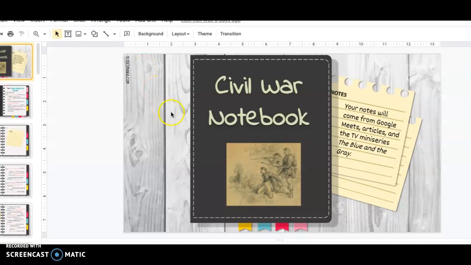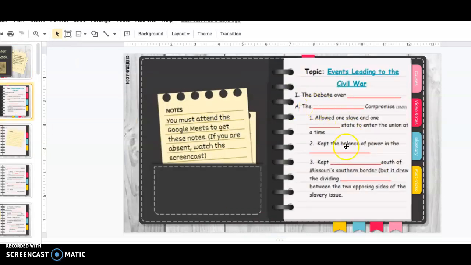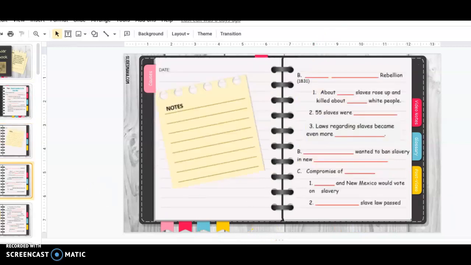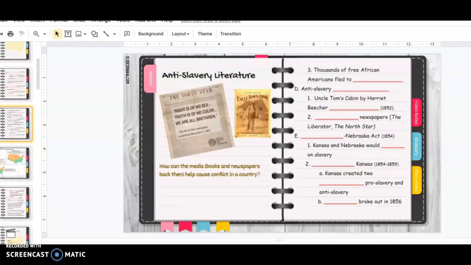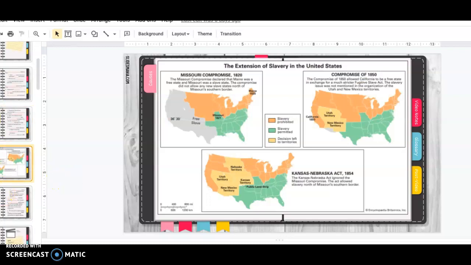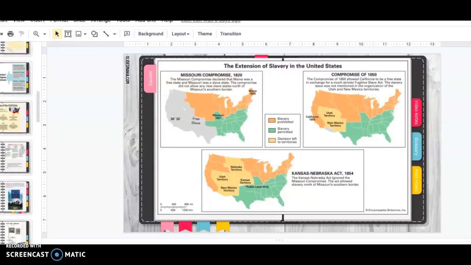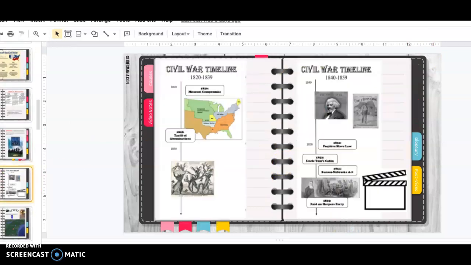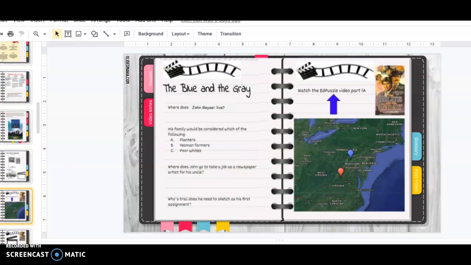So this is what our digital notebook looks like. It's made in Google Slides, okay? All these first slides are notes that we're going to do together on day one. We're going to do some fill in the blank notes together on day one, and I'll explain some of this stuff. And then when we get to slide number 12, that is when you're going to actually start The Blue and the Gray. I'll set you up for that before we start it and talk about historical fiction. And I'll talk about which slides we're going to do in our digital notebook as we watch The Blue and the Gray.